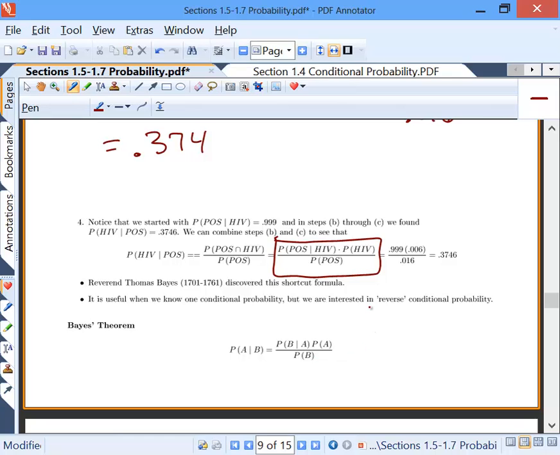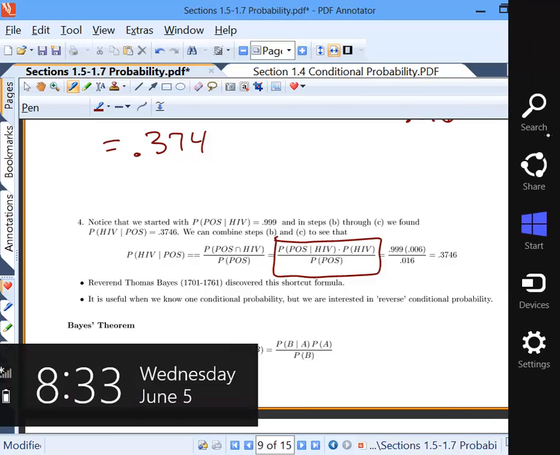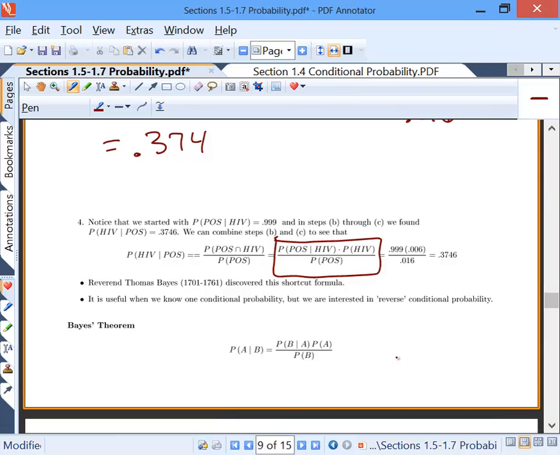This is very useful when you want to kind of switch your conditional probabilities. So if you know B given A and you want to find A given B, etc. Now again, you know all the steps to do this the long way. Okay? Or you can use the shortcut formula of Bayes' theorem.